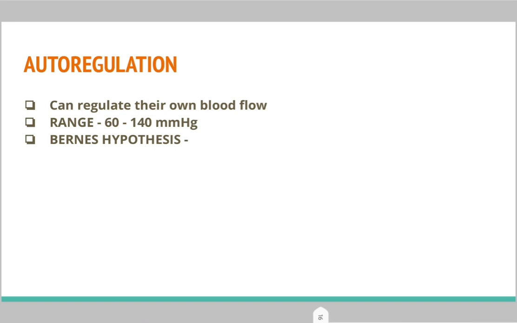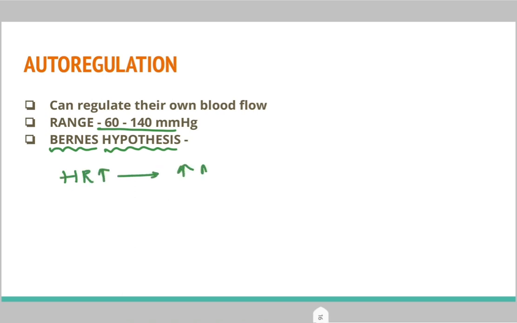Now coming to the last regulation, that is auto-regulation. So what is auto-regulation? The ability to regulate its own blood flow is called auto-regulation. But there is a working range for this. It is 60 to 140 mm of Hg. But how does this take place, or how is it explained? It is explained through Bernoulli's hypothesis.